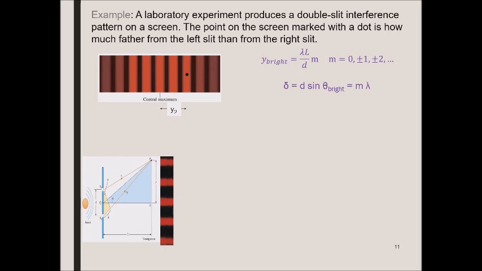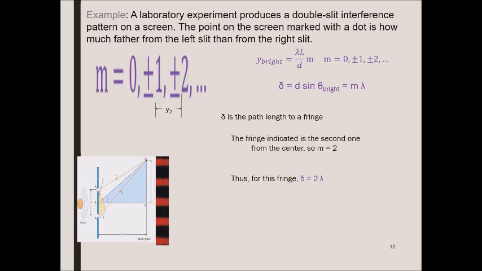Okay, so here's more of a conceptual question for you. So in the laboratory experiment, we produce a double slit interference pattern. And so we see that this is where m is equal to 0. And the point marked on the screen here is how much farther from the left slit than the right slit. So if lambda is the wavelength, the path difference to the fringe marked here, where m equals 2, is simply 2 lambda to get to that second fringe. There it is, nicely typed up.